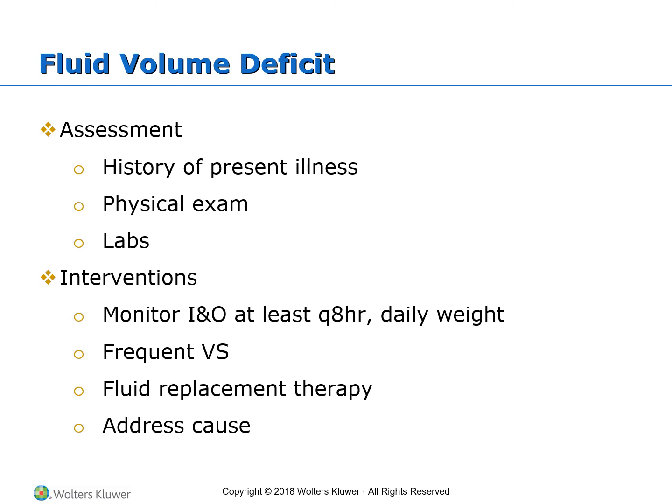You'll start with isotonic solution, and you want to start with that because it most resembles their intravascular fluid. And that would be normal saline or lactated ringers. Once they're normotensive, you can switch to a hypotonic solution so that they're not getting too much sodium.